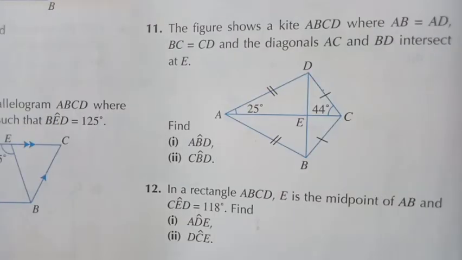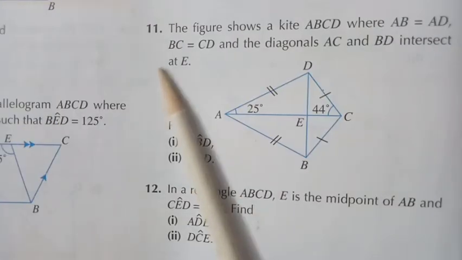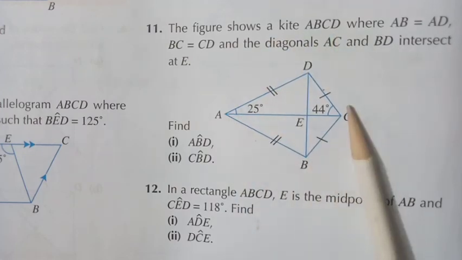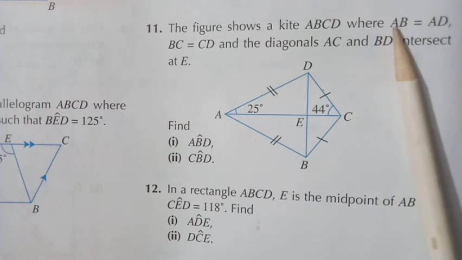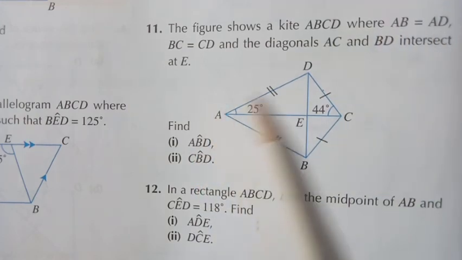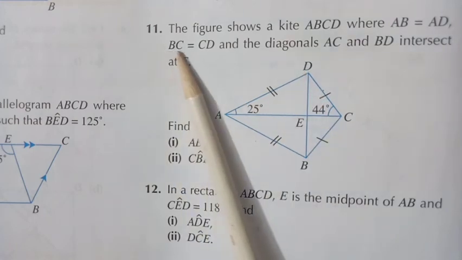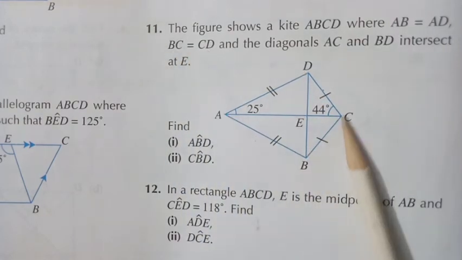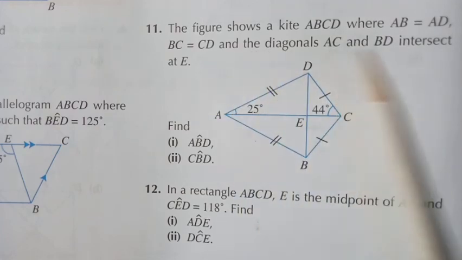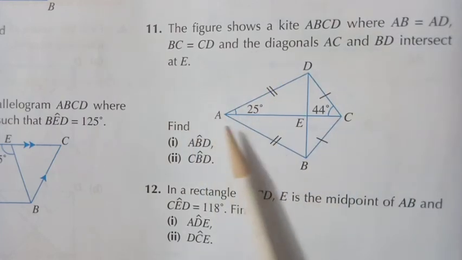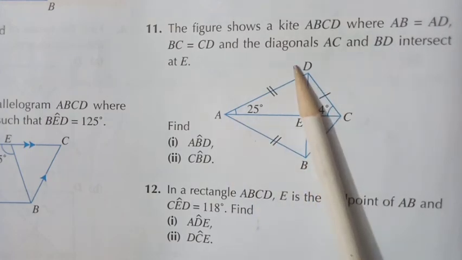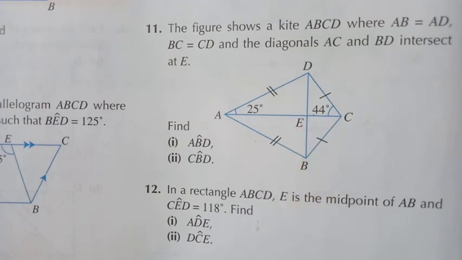Now the next question, 11. The figure shows a kite ABCD. ABCD is a kite where AB is equal to AD, and BC is equal to CD, and the diagonals AC and BD intersect at E. This AC and BD bisect one another at the point E.